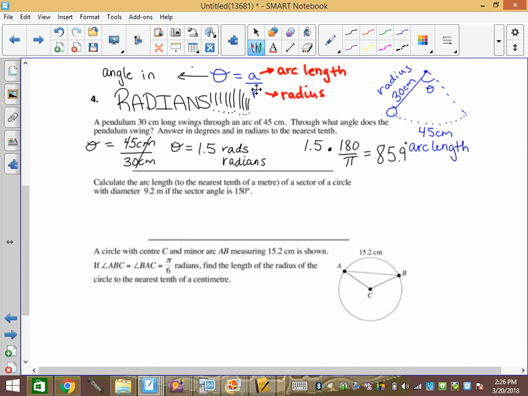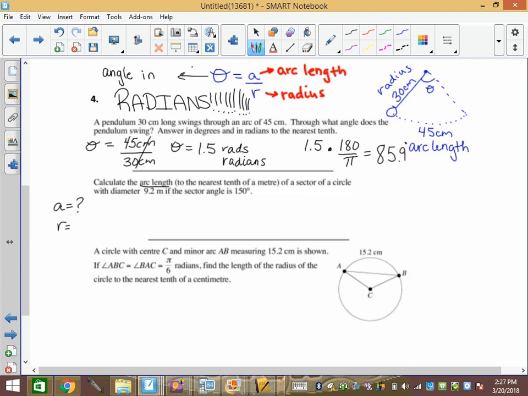The next one says, calculate the arc length to the nearest tenth of a meter of a sector of a circle with a diameter of 9.2 if the sector angle is 150. So calculate the arc length. So we need to find A. With a diameter of 9.2, what does 9.2 help us find? The radius.